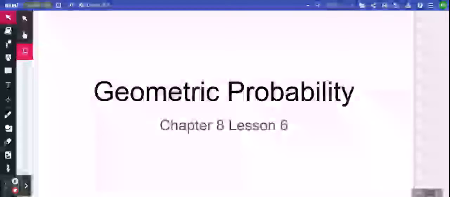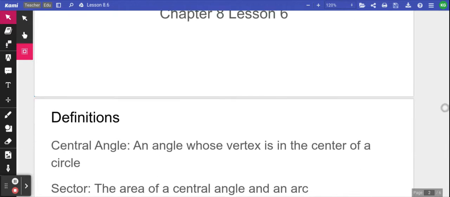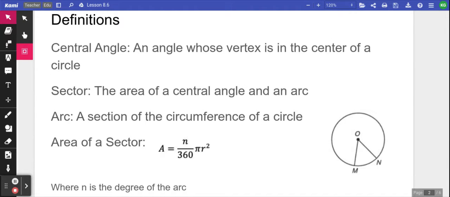Chapter 8, Lesson 6 is about geometric probability. Go ahead and pause here and put these notes down.